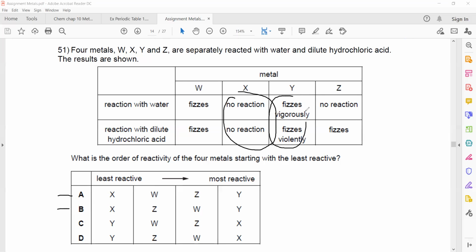And Y is a vigorous and violent reaction, so it should end at Y. Then when you compare W and Z, W is reacting with both, but Z is not reacting with water, it is only reacting with acid. So Z is less reactive, followed by X, Z, W, and Y.